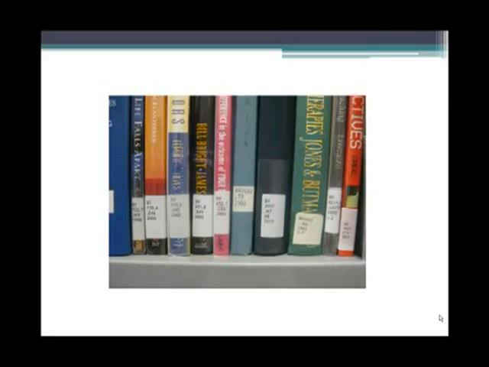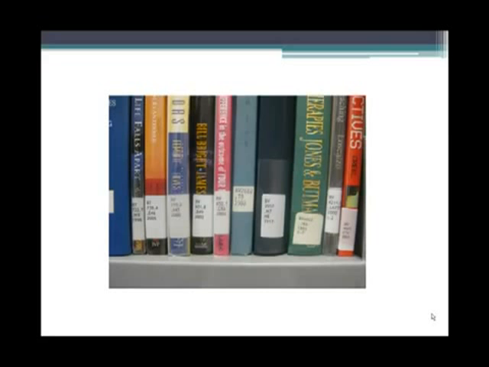Call numbers come from a specific classification system. You might be familiar with the Dewey Decimal System, and that is a library classification system. In this library, we use the system known as the Library of Congress system, or LC system. In the LC system, each item is assigned a specific call number. The call number is like an address. It's the particular place the item can be found in the library.